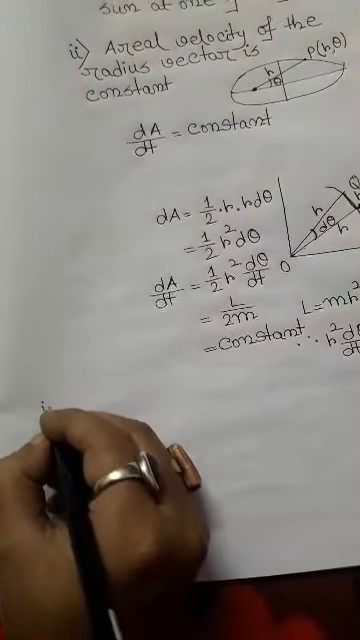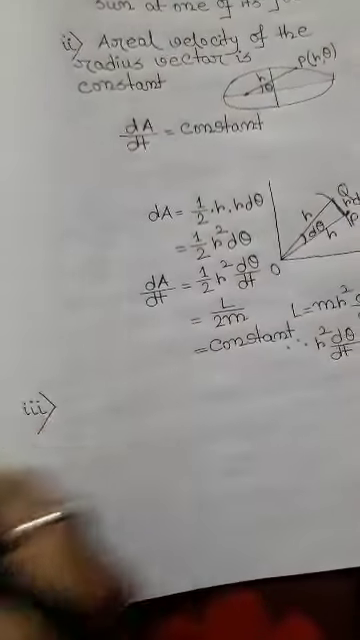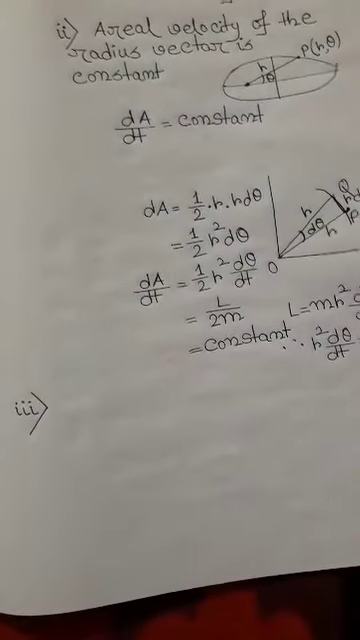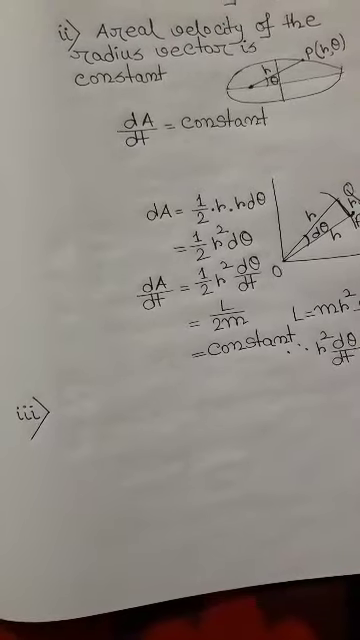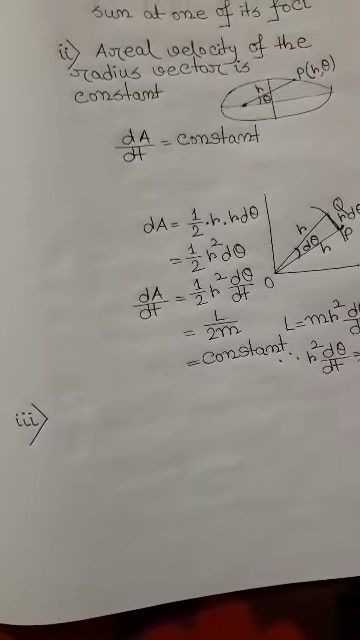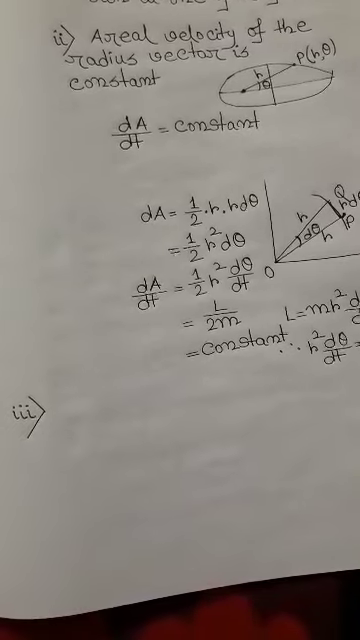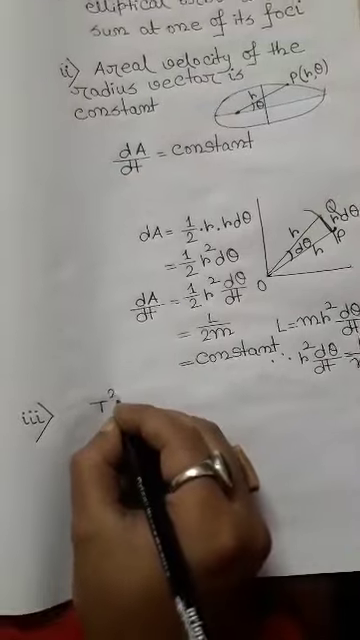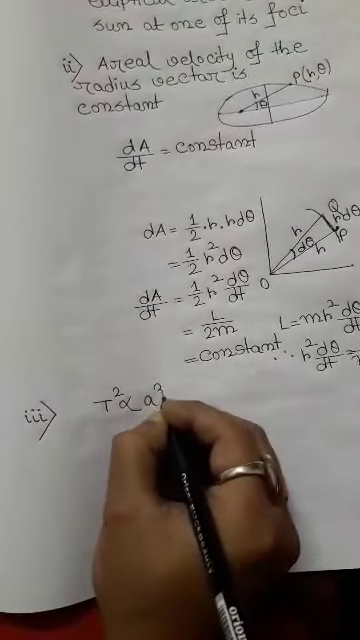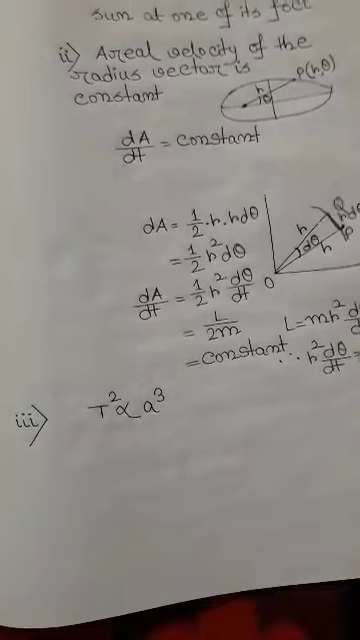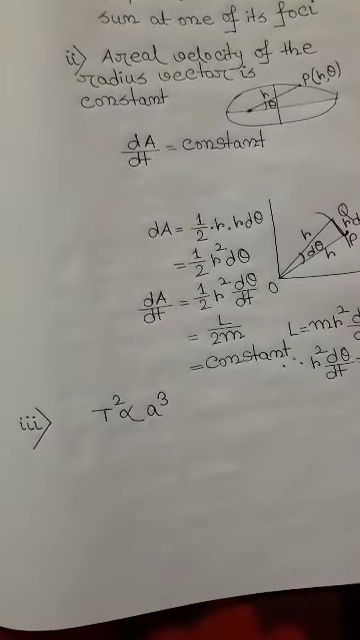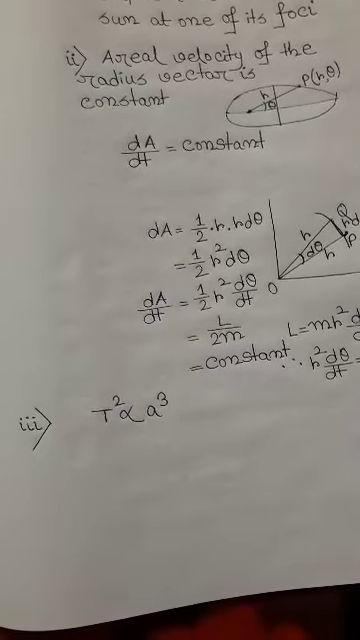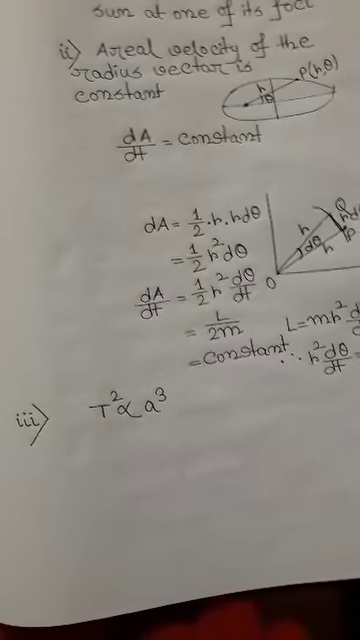Next we discuss the third law. The third law says that the square of the time period of revolution of a planet round the sun is proportional to the cube of the semi-major axis of the elliptical orbit. That means T square is proportional to a cube. And how can we prove it?